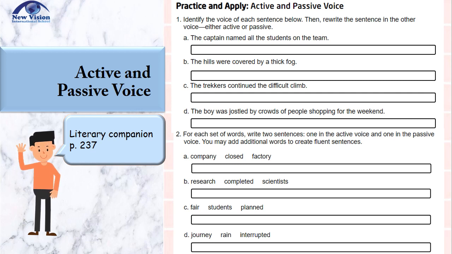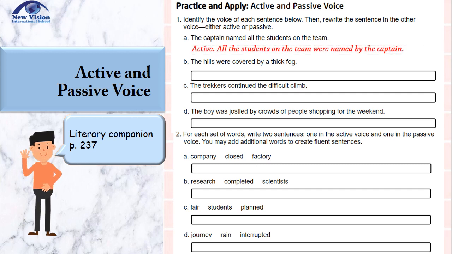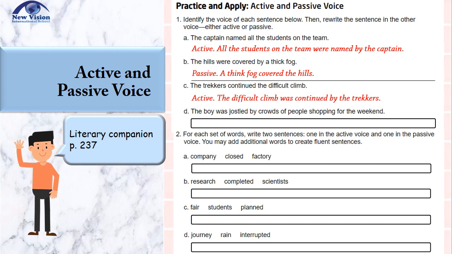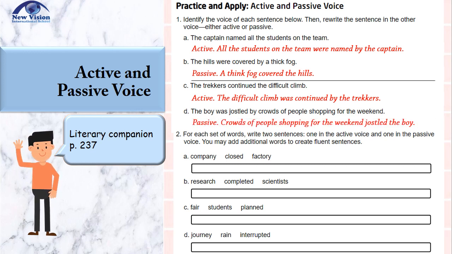Let us see if you were able to answer them correctly. A. Active. All the students on the team were named by the captain. B. Passive. A thick fog covered the hills. C. Active. The difficult climb was continued by the trekkers. D. Passive. Crowds of people shopping for the weekend jostled the boy.